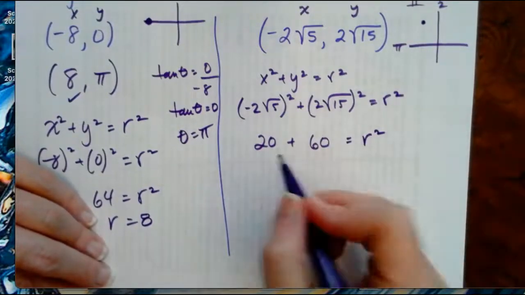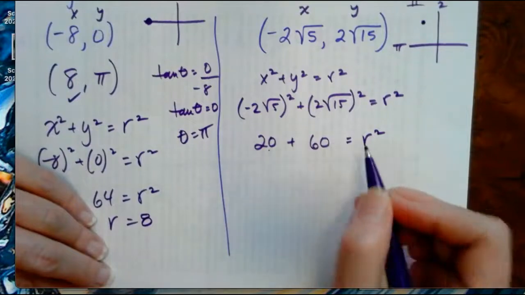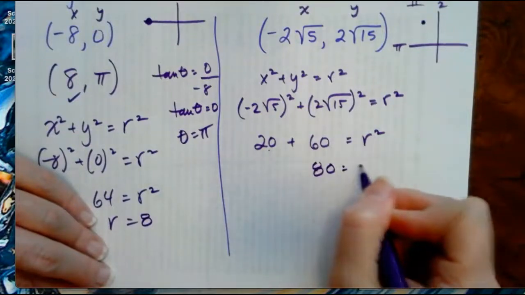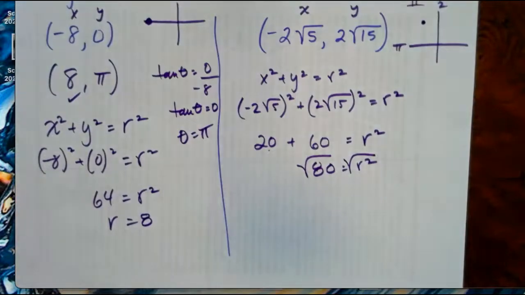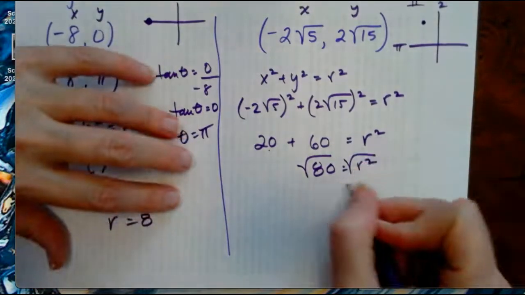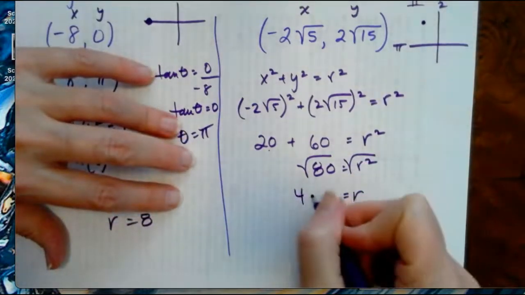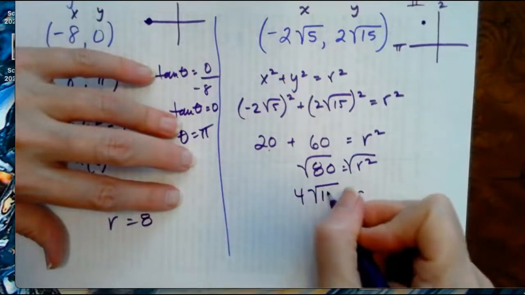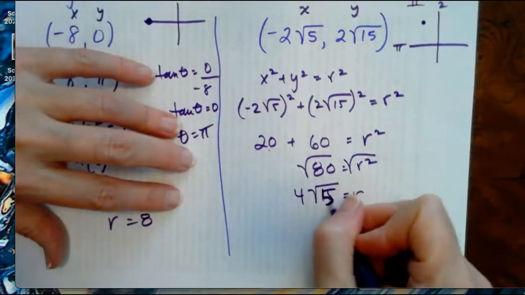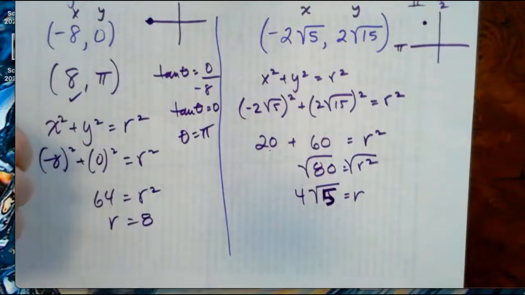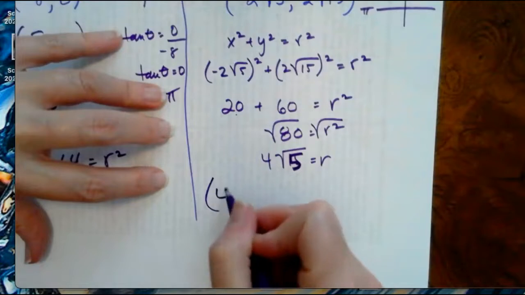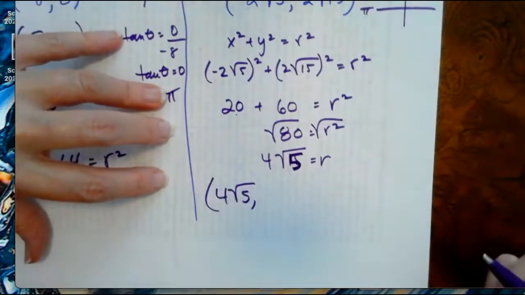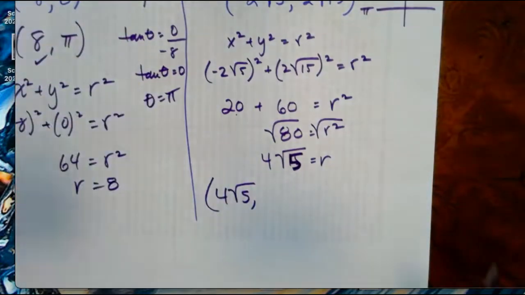So we end up with 20 plus 60 equals r squared. That is 80 equals r squared. Square root. 80 is 16 times 5. So our r value is 4 root, not 15, but 4 root 5. 4 root 5 is r, because that's the square root of 80. Now, that's our first part of our answer, 4 root 5. Okay? Next, use tangent.